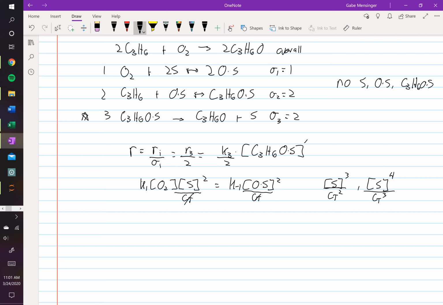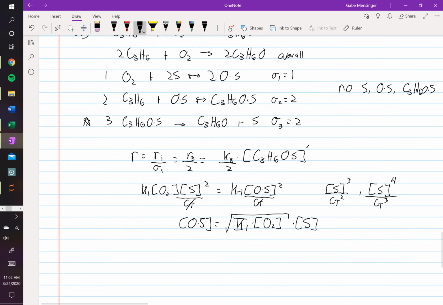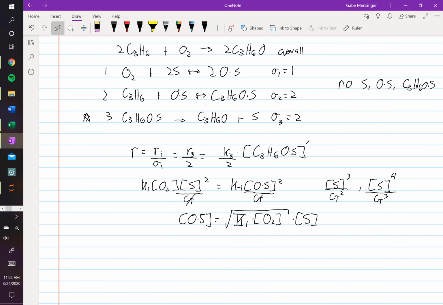And for this, let's solve for the surface species, which is like our reaction intermediate. So we'll end up with K1 times O2 times S. And that was just solving straight for the oxygen surface species. All right, so moving on.